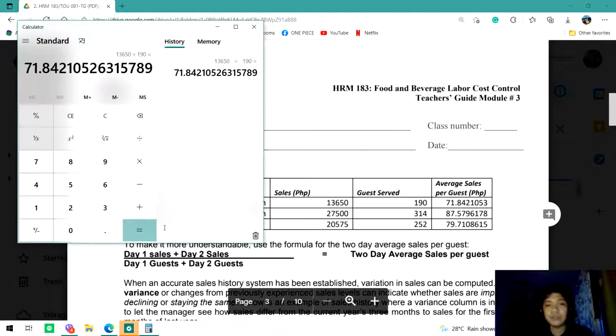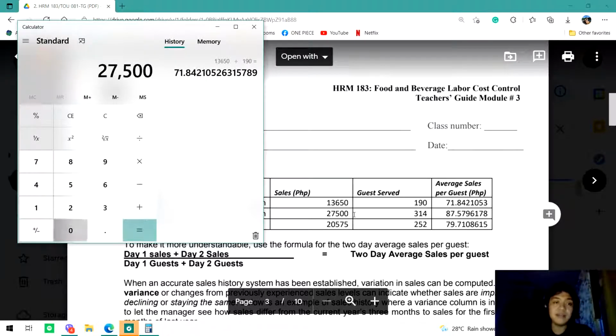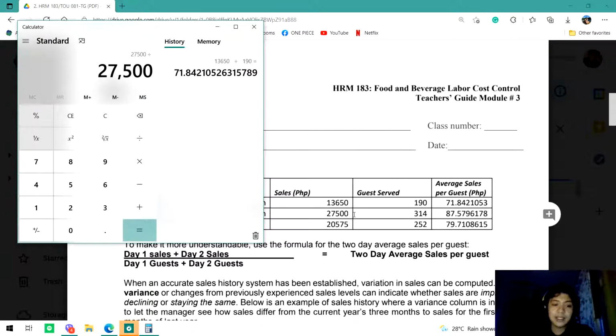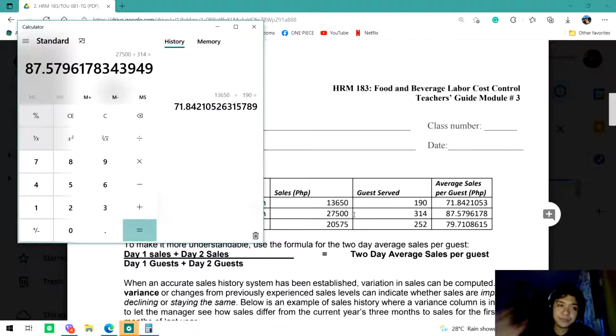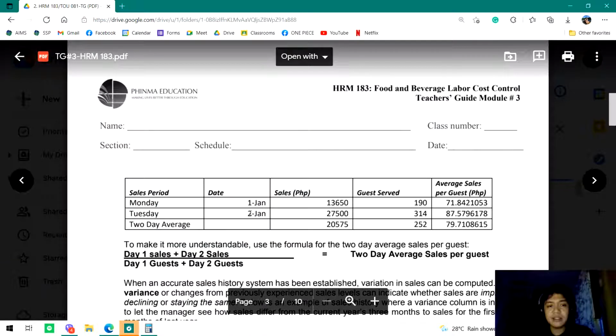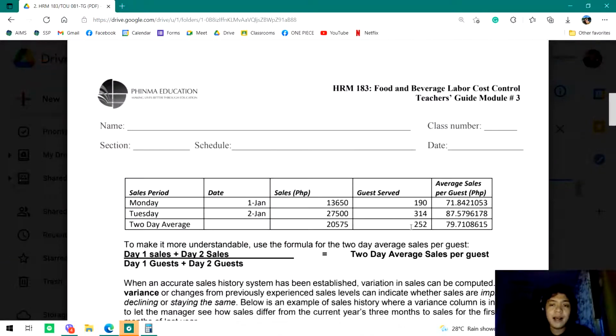Let's try to compute ulit. 27,500 divided by 314 guests. Ayan, 87.58. So, ibig sabihin, noong January 2, ang average amount na pera na inilalabas ng mga guests natin is 87.58 per guest.